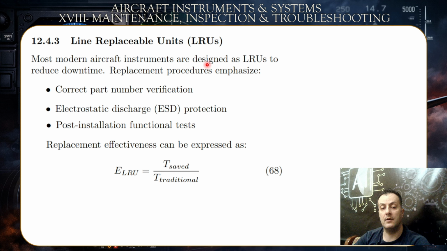LRUs, or line replaceable units. Most modern aircraft instruments are designed as LRUs to reduce downtime. Replacement procedures emphasize correct part number verification or correct model, and ESD protection, which stands for electrostatic discharge, meaning that these instruments should be protected against any electrical discharge from a person's hand.